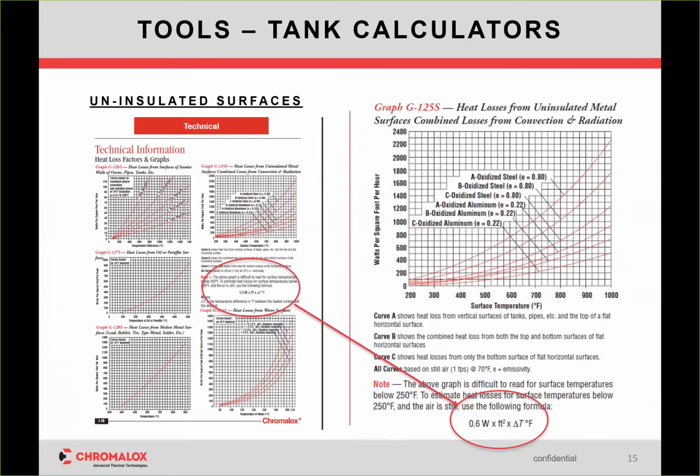But for lower than 250 degrees, usually freeze protection, smaller applications, this quick calculation of 0.6 times your surface area times delta T is amazingly accurate and pretty much the best estimator you can use for a quick calculation of what your heat loss is. Wanted to point out it was there. We use it all the time.